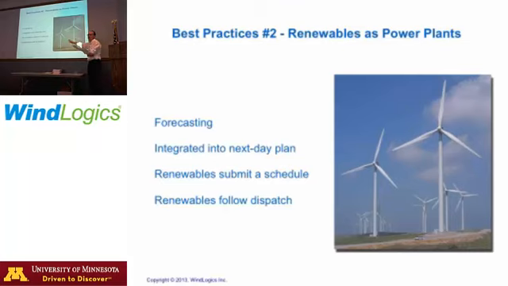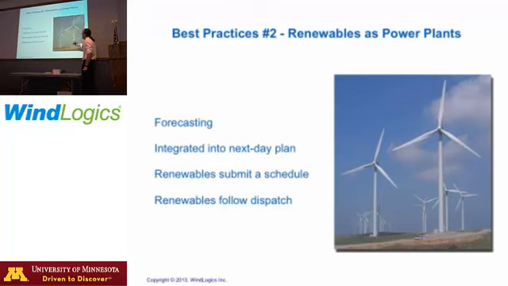We have to do a very good forecast, the best we can. We have to integrate that somehow into the next day unit commitment optimization plan. If we don't do that, and we just let wind energy show up that wasn't in the plan, our whole optimal day ahead plan is blown, right? So you've got to at least put the best forecast you can into the day ahead optimization.